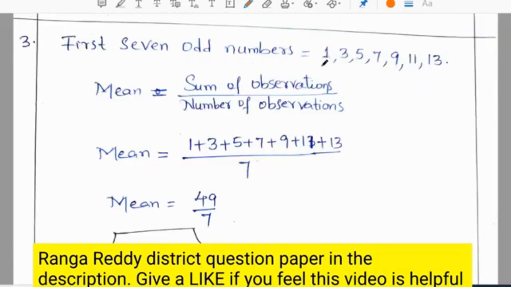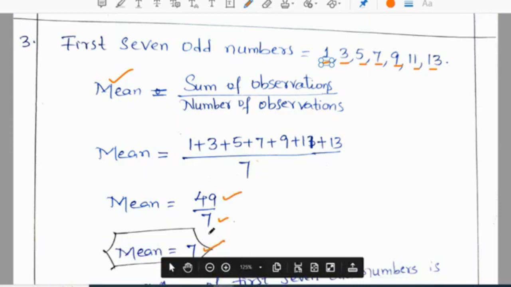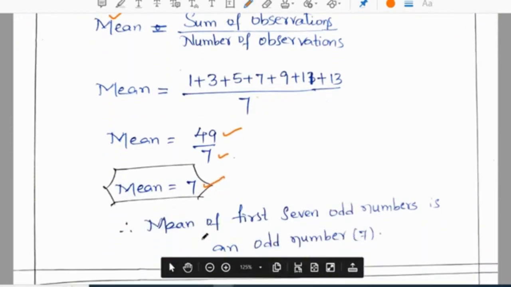Let us see what the first 7 odd numbers are: 1, 3, 5, 7, 9, 11, 13. Mean is the sum of observations by the number of observations. We have to add all the observations and divide by the number of observations. There are 7 odd numbers, so divide by 7. Adding, we get 49 by 7, which is 7. The question asks whether the given mean is an odd number or an even number. So clearly 7 is an odd number.